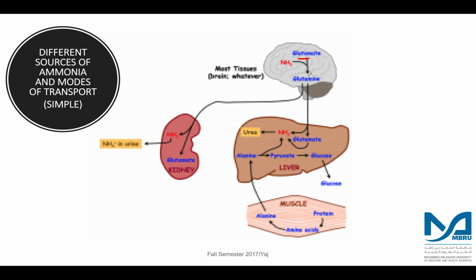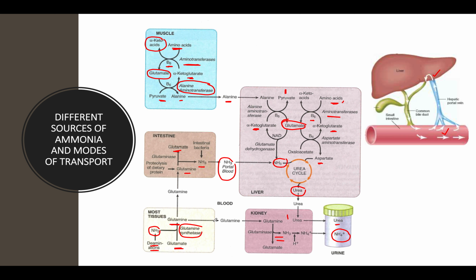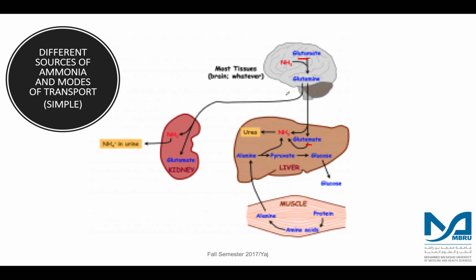Glutamate converted to glutamine, carried to the liver, converted to glutamate again. Ammonia released goes into the urea cycle. Part of the glutamine, similar to here, the tissues that we looked at, is also taken to the kidney, converted to glutamate, and the ammonia that is produced is directly excreted out in the form of ammonium hydroxide in the urine.